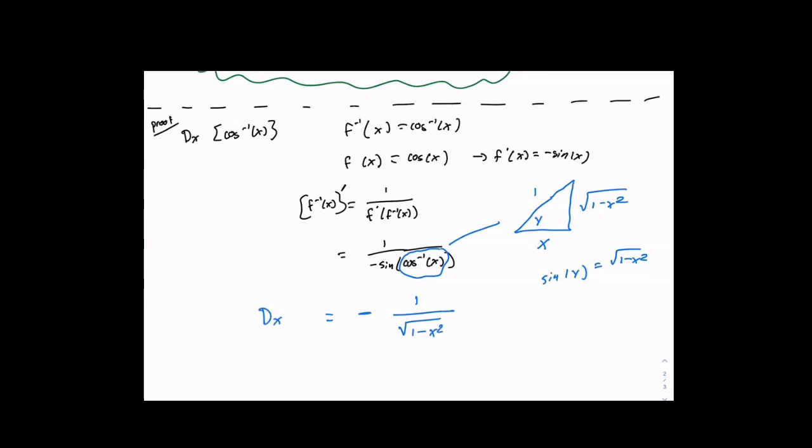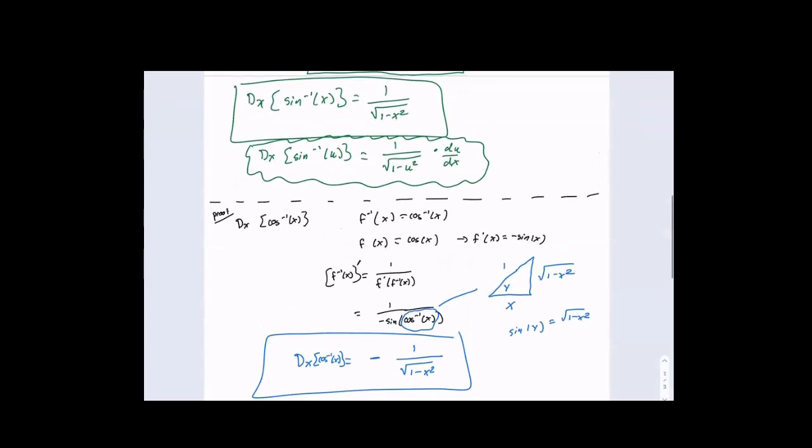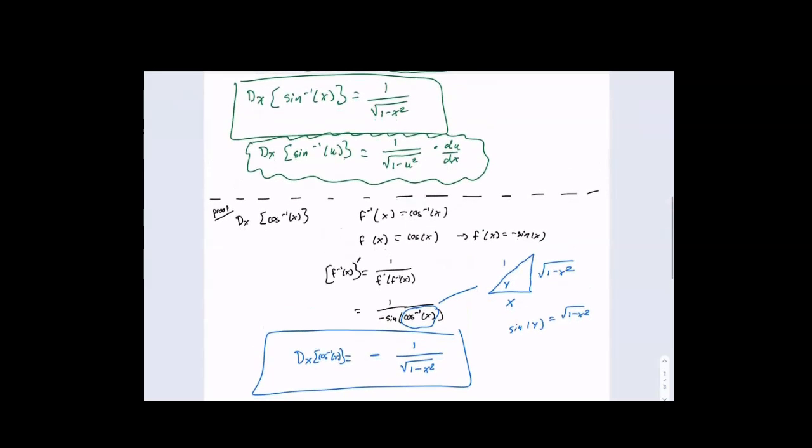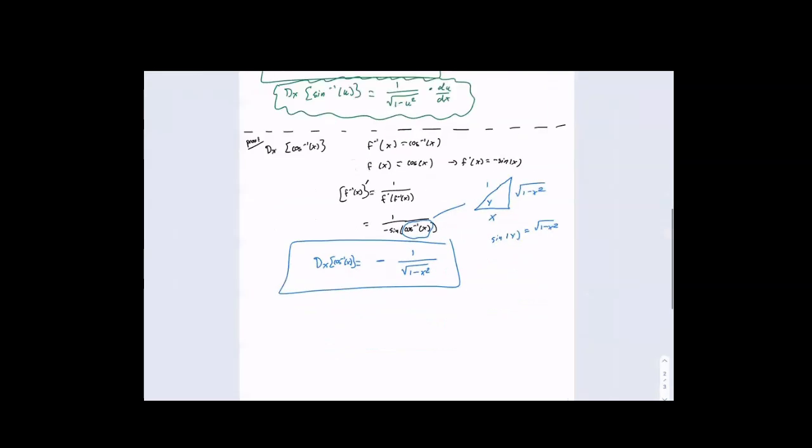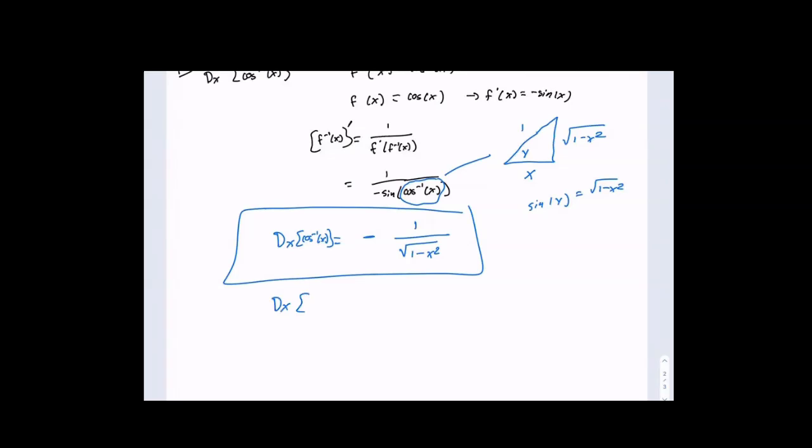And so we get that the derivative of inverse cosine of x is, and I hope you notice it, basically the same thing as the inverse sine, but with the negative. And so the derivative of inverse cosine of u would be negative 1 over the square root of 1 minus u squared times du dx. And that's just a chain rule version.